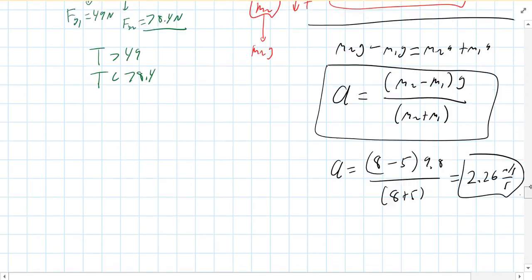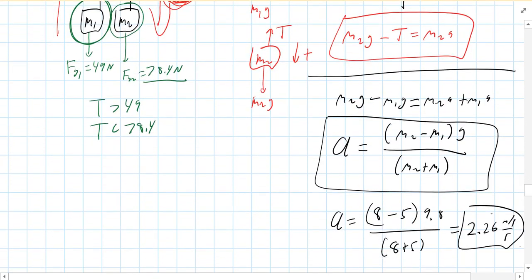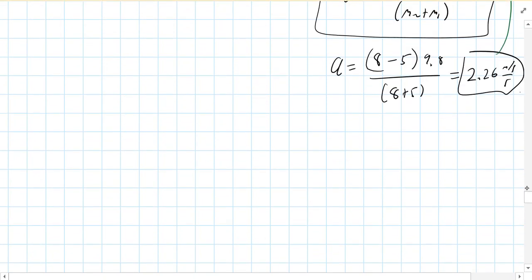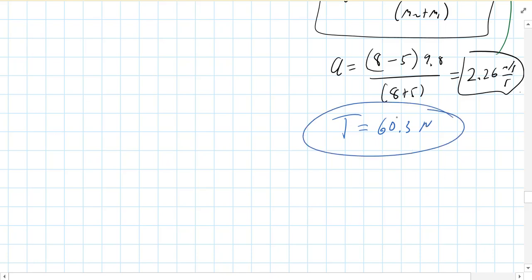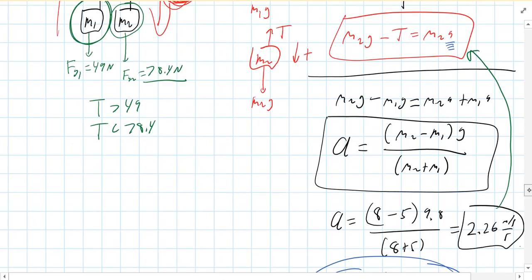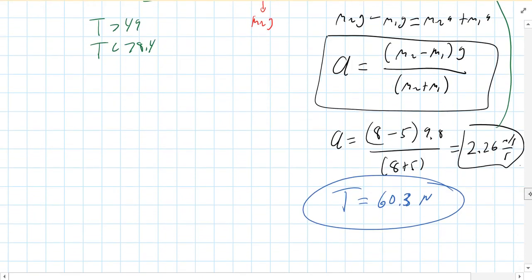Well, it's real easy to do. All you do is take this 2.26 acceleration and you plug it back into either equation, okay? So either the first or second one. I'll do the second one because I can see it on the screen there. And if you plug in 2.26 right here and you solve for tension, I'll save you the effort, you'll get about 60.3 newtons, okay? Which is indeed between 49 and 78.4, okay?